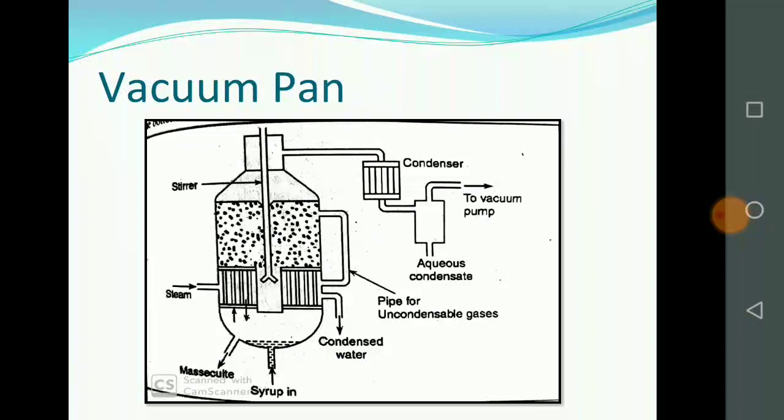The crystallization takes place in 2 stages. First, graining. In the vacuum pan, the syrup is heated by steam under vacuum and the sucrose concentration of the syrup is raised to supersaturation. Even at this point, crystallization of sucrose does not occur automatically, but it is induced in different ways, like the wetting process or wetting method, and another is the shock treatment method.